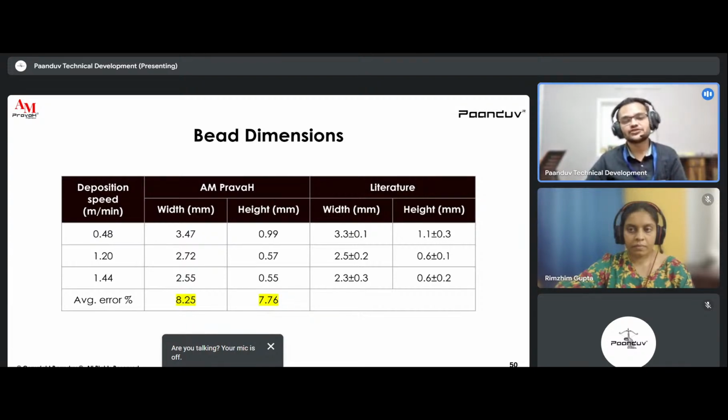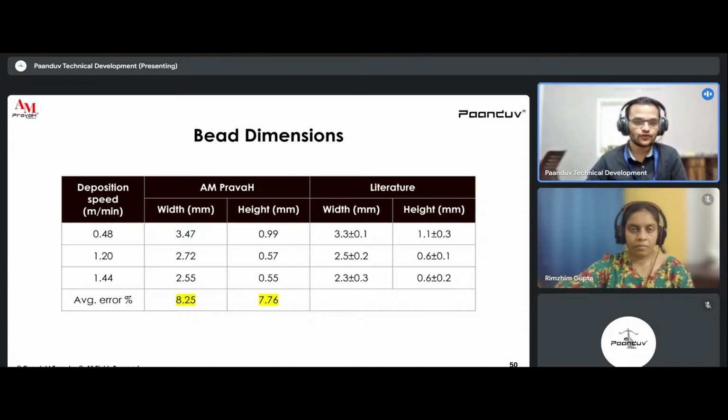Here is a comparison of the data predicted by the AM Pravah with the literature. For the case of 0.48 meters per minute, the predicted width is around 3.47 mm and the predicted height is 0.99 mm. On the other hand, in the literature, the width is around 3.3 mm and the height is provided as 1.1 mm.